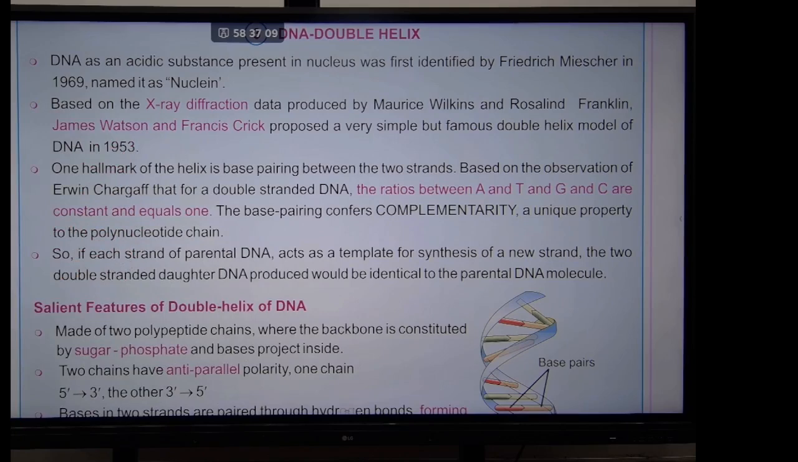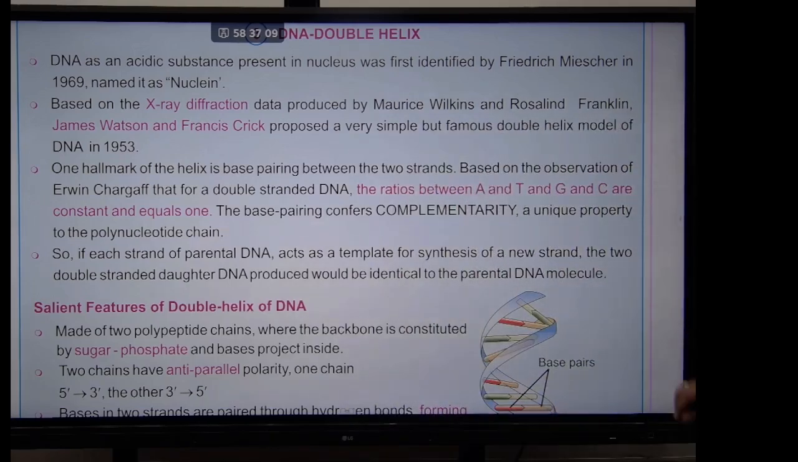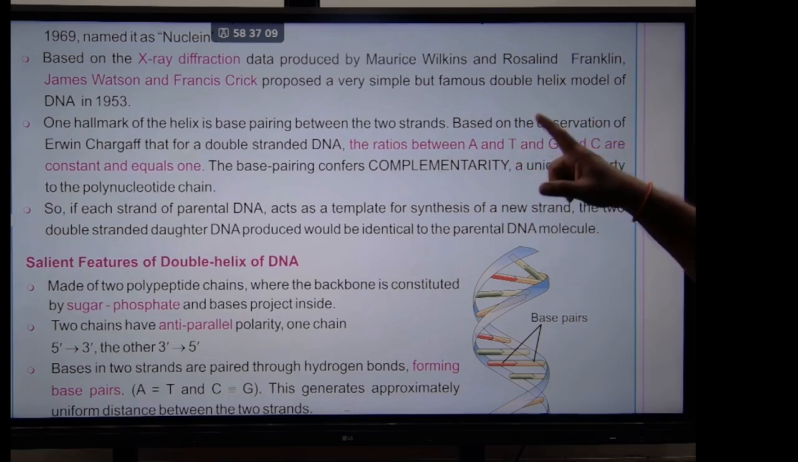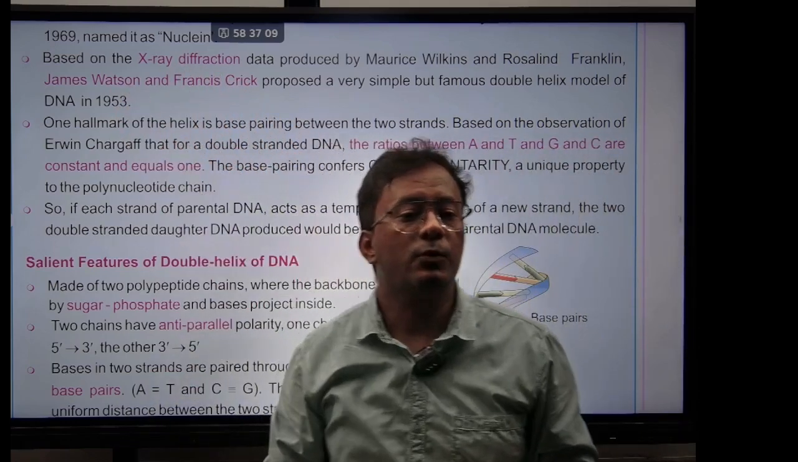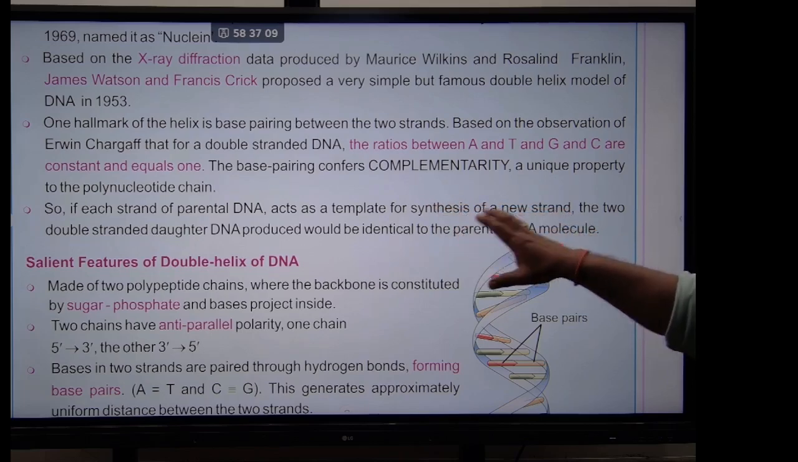Now, the first person to identify DNA as a substance is Frederick Miescher. In which year, guys? 1869, and he called it nuclein. Now, two more scientists, Maurice Wilkins and Rosalind Franklin, together used a study called X-ray diffraction to give an idea that DNA is a double helix, which was completely elucidated by two more scientists. One is James Watson, the other is Francis Crick. In which year? 1953. So what are the features of this one?